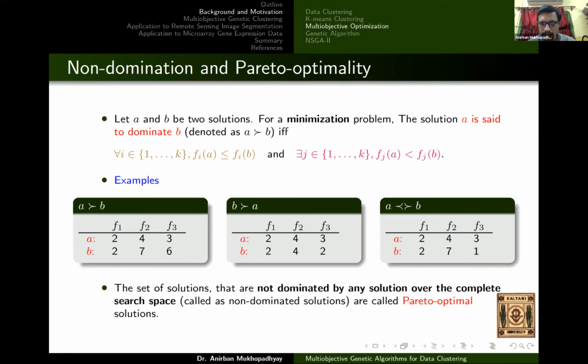We cannot say like that. So we say that solution A and solution B are non-dominating to each other. So this non-domination is important.